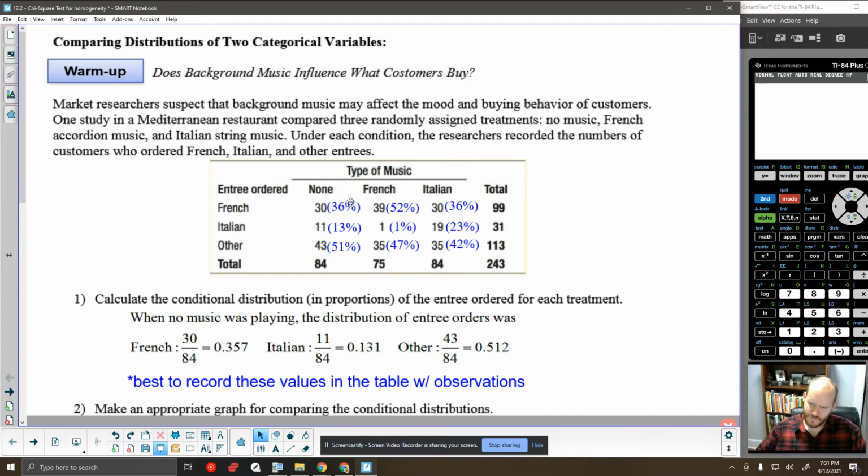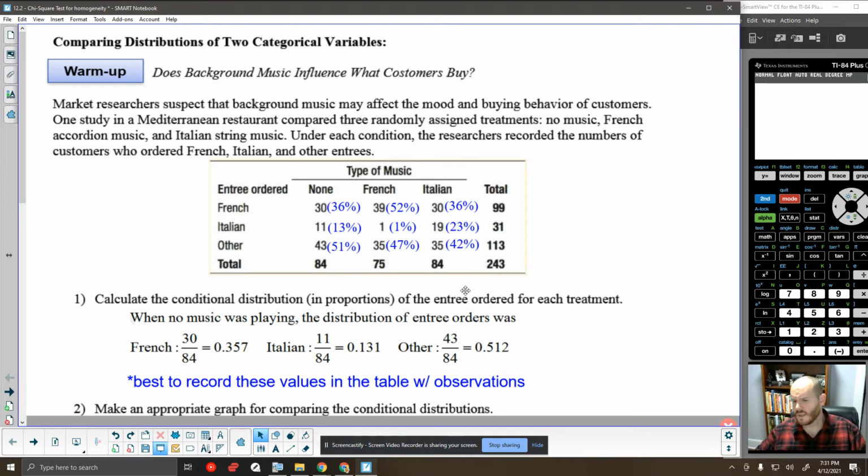Again, the sum of the distribution in each of those categories is 100% because it's making up 3 individual totals. So what I'd like you to do now, as long as you had your percentages correct, is to make an appropriate graph to compare these conditional distributions. Again, you can pause this video to construct that graph.